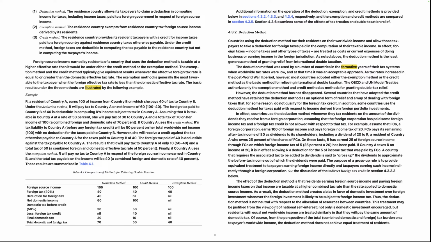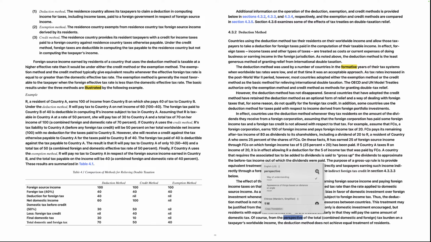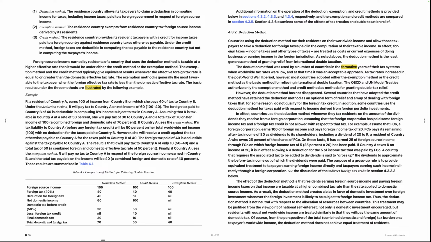Of course, from the perspective of the total tax burden on a taxpayer's worldwide income, the deduction method does not achieve equal treatment of residents, combined domestic and foreign. Although residents with equal net worldwide income will pay the same amount of domestic tax, they may pay widely differing amounts of foreign tax.